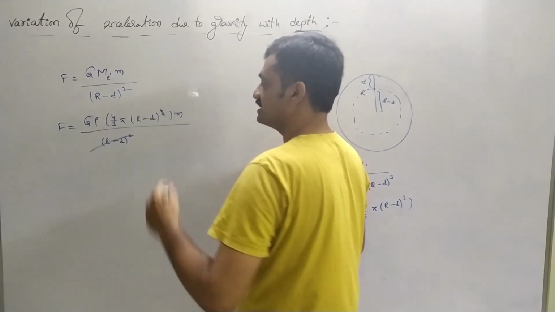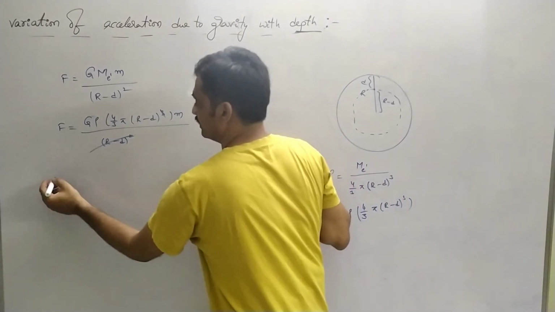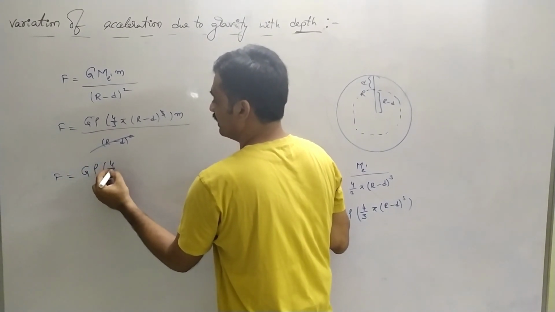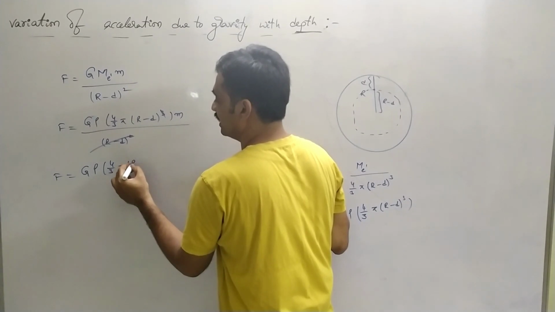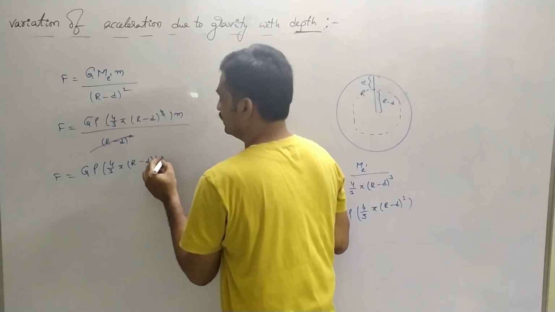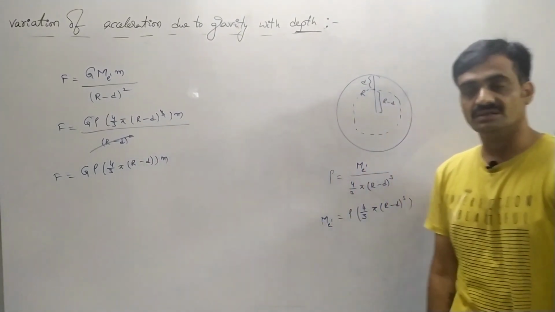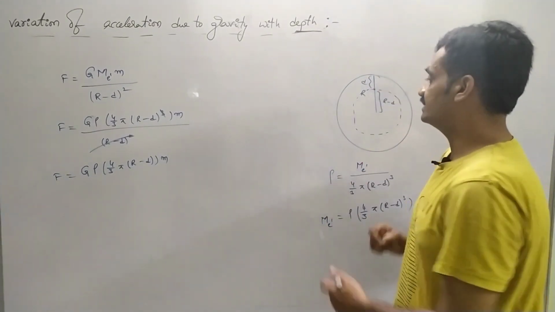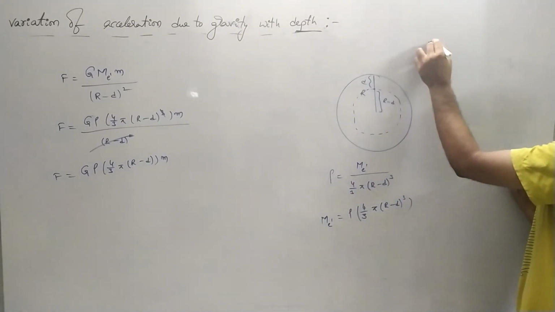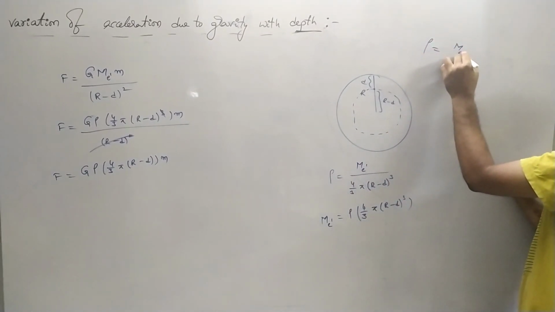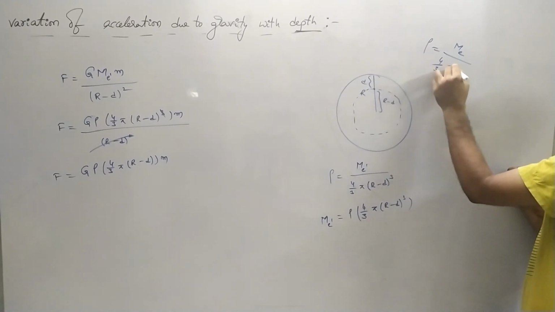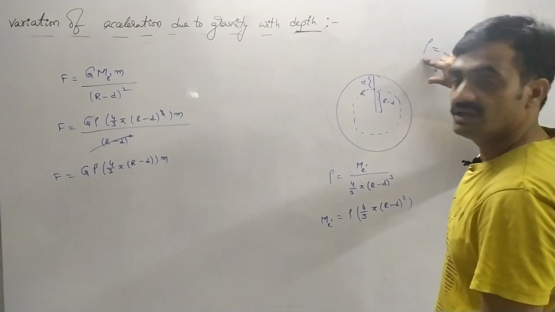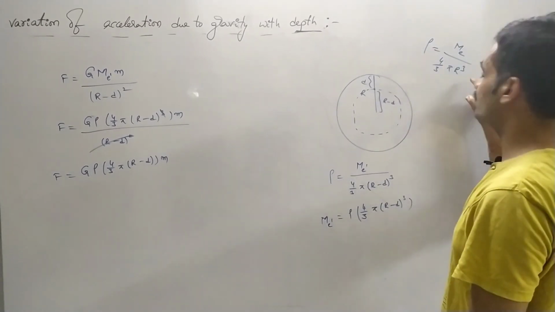So that this r minus d whole square gets cancelled. Then F is represented as F is equal to G into rho 4 by 3 pi into r minus d into m. Whereas we have to represent the density in terms of mass of the earth, and we know that density is equal to mass of the earth by volume of the earth, and it is represented as 4 by 3 pi r cube. So in the place of rho we can substitute mass of the earth by 4 by 3 pi r cube.